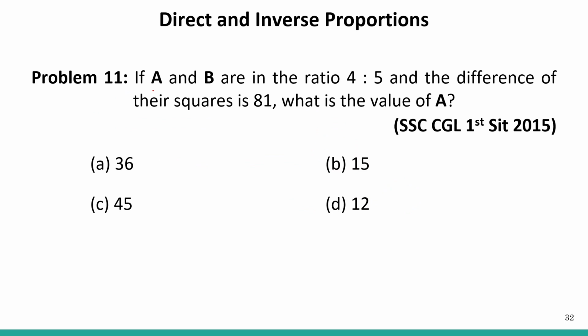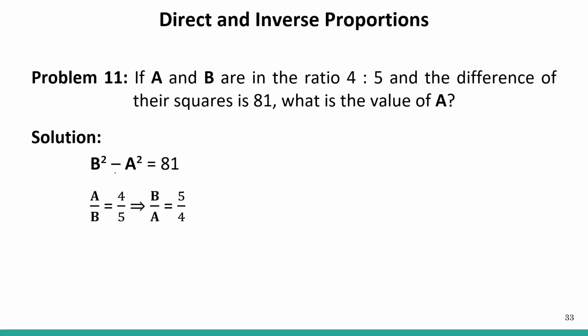So let's see problem number 11. If A and B are in the ratio 4:5 and the difference of their squares is 81, then what is the value of A? This question has been asked in the first sitting of the 2015 SSC CGL exam. So is it 36, 15, 12 or 45? Let's figure it out.